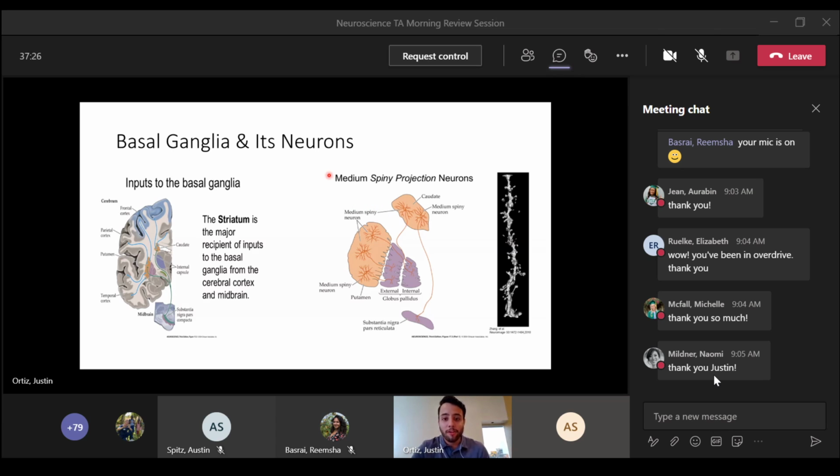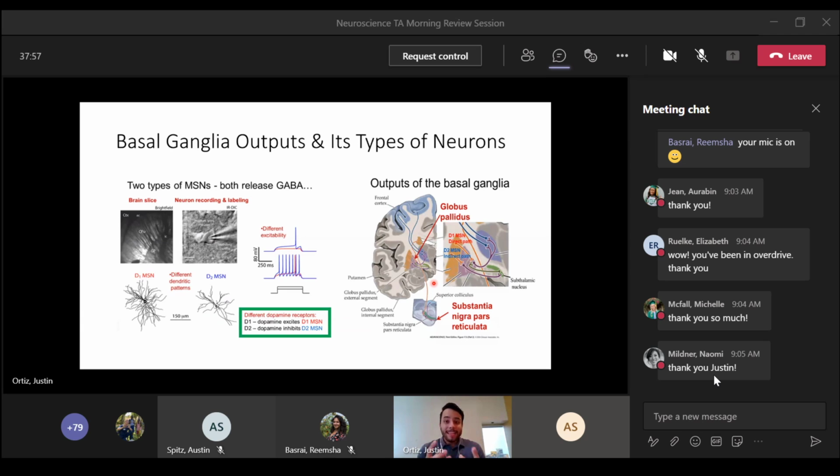We have these neurons in the basal ganglia that are called medium spiny neurons, and they're just neurons that look like they have spines. That's why they're called medium spiny neurons. They're located throughout the basal ganglia, and a lot of them are located within the striatum, as you can see right here. Remember, the striatum is the caudate and the putamen. And we'll talk about the globus pallidus.